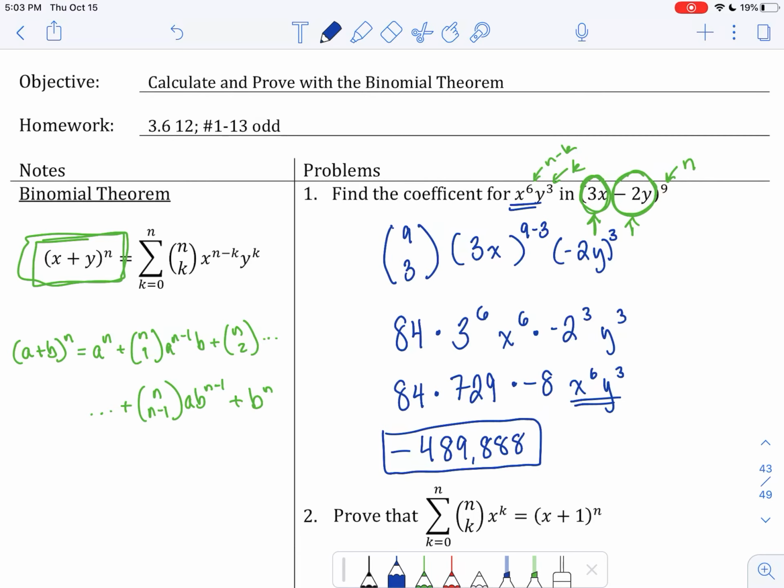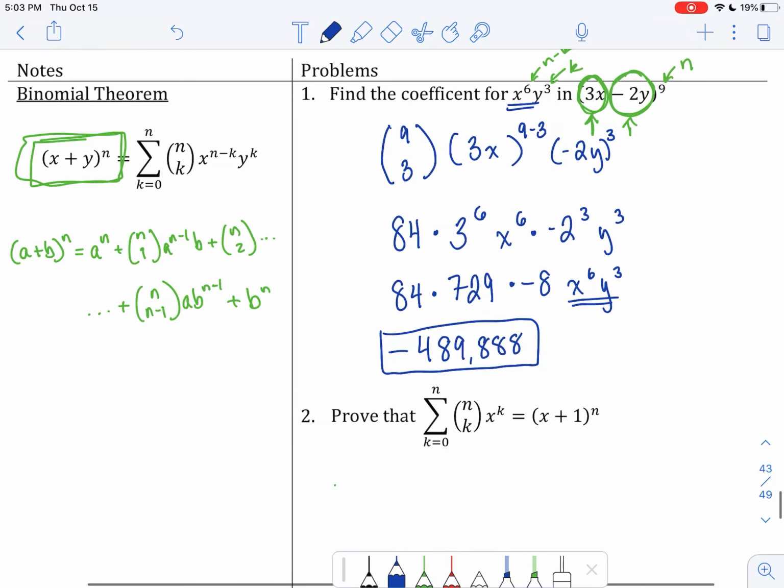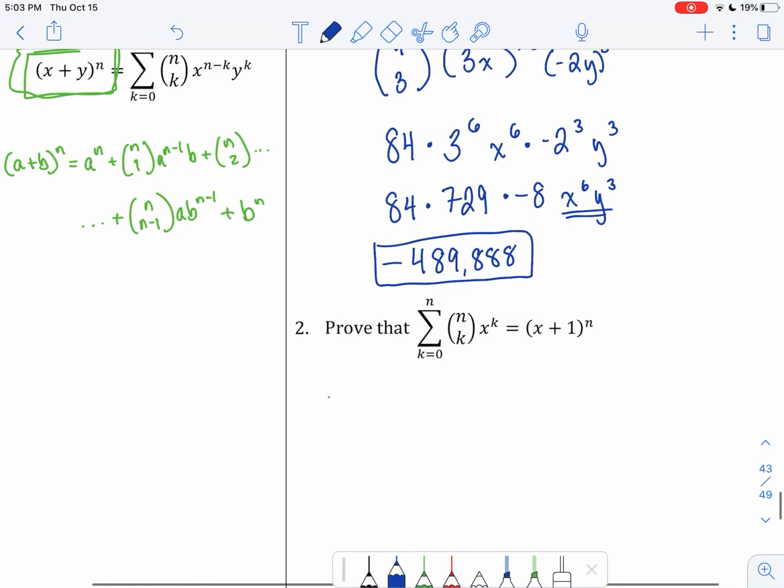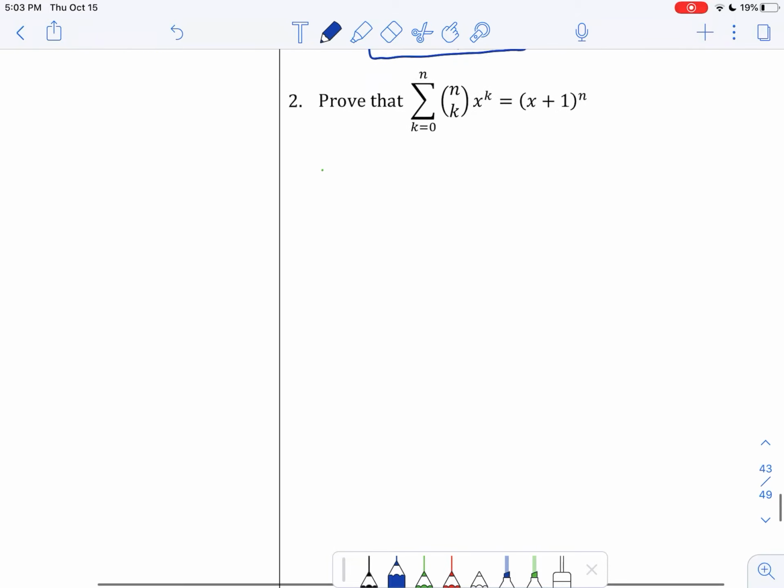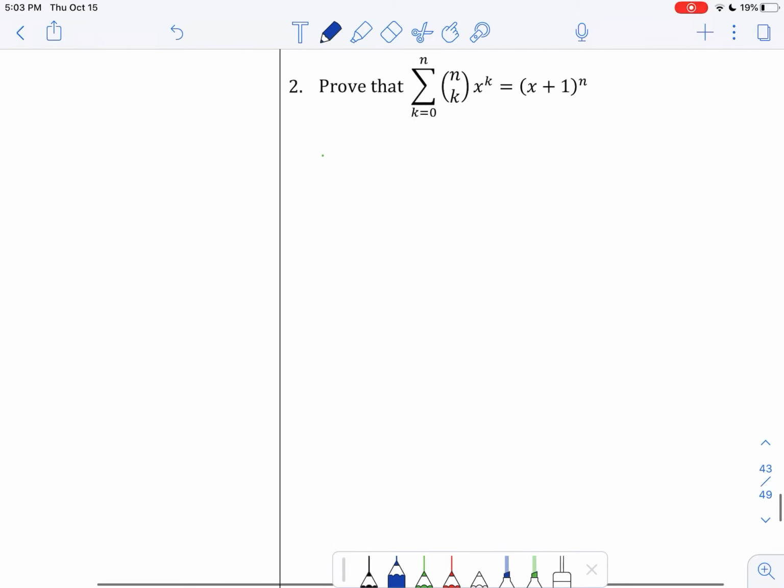We're going to go a little bit deeper, and we're going to use the binomial theorem for proving. So here it says, prove that the sum of all n choose k of x to the k is the same as x plus 1 to the n. So this is kind of a cool math fact.